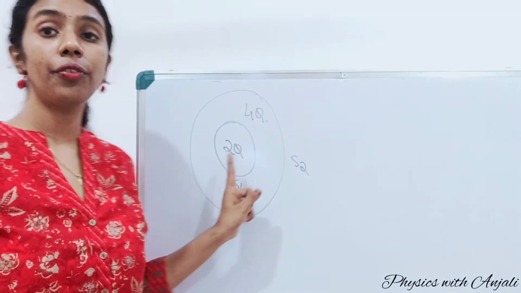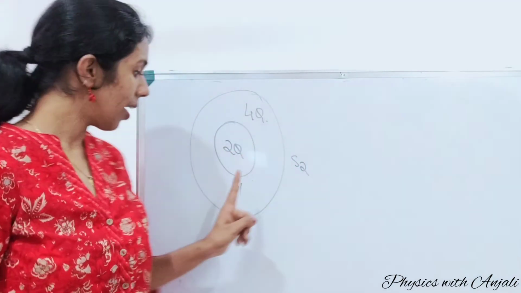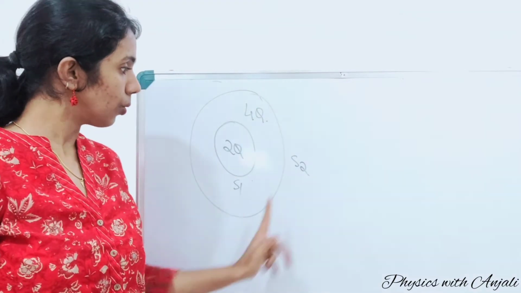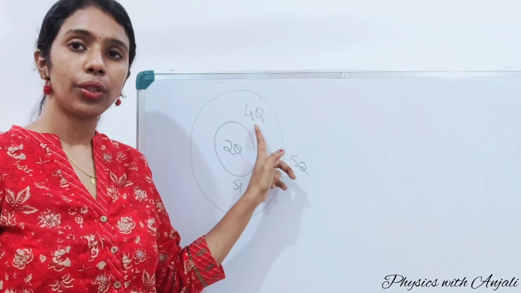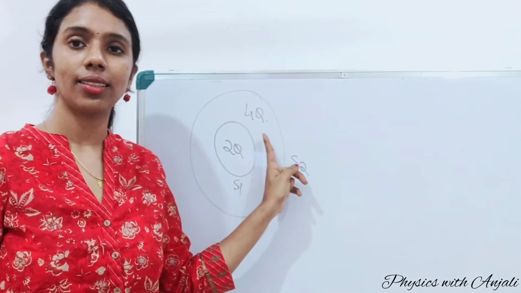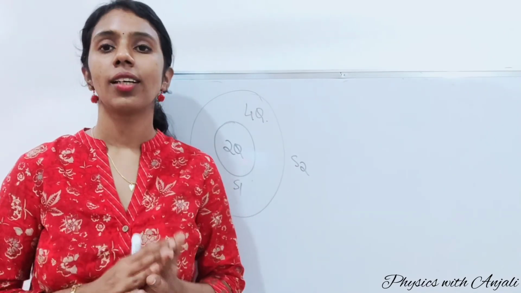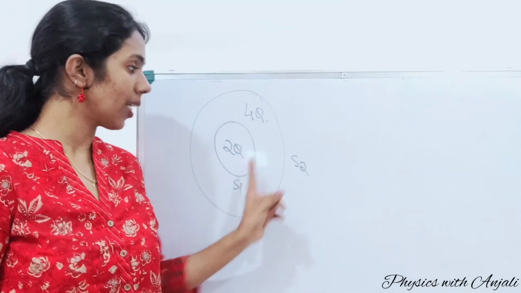In the second part, there are two surfaces S1 and S2. Here is a figure. The figure is given in the question, where S1 encloses a charge of 2Q and S2 is enclosing the charge 4Q plus 2Q, or S2 is enclosing the charge 4Q. Now, we have to find the ratio of the flux passing through S1 and S2.